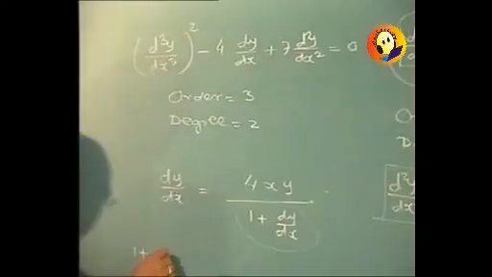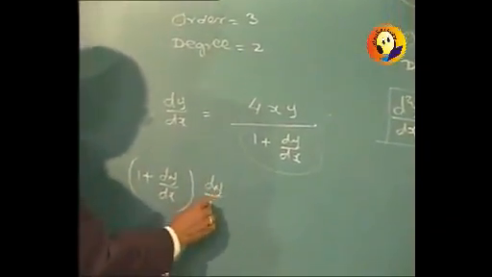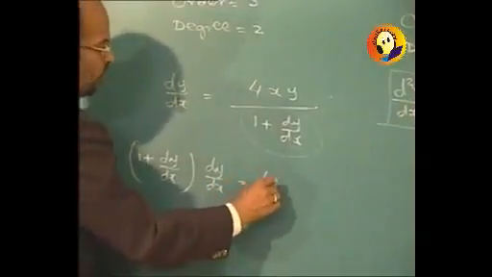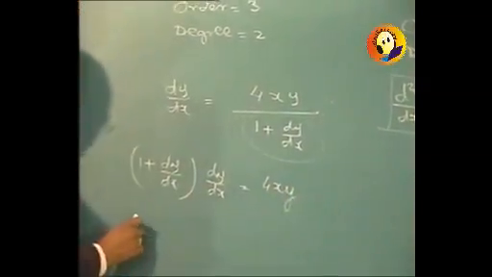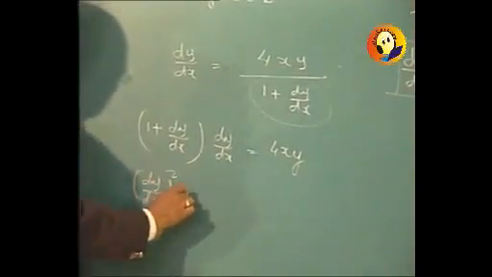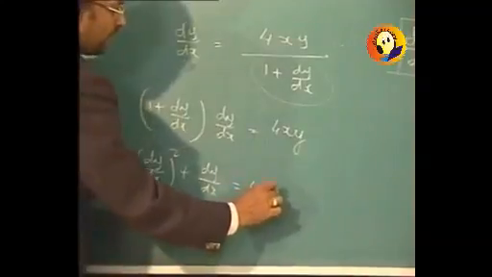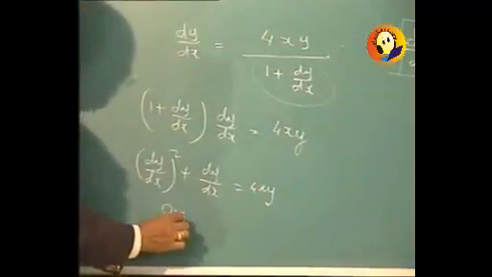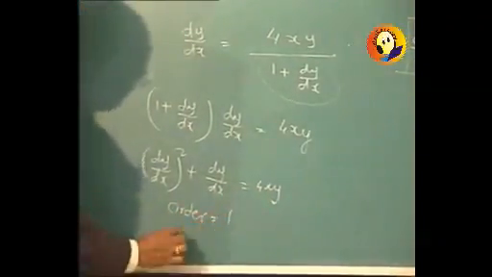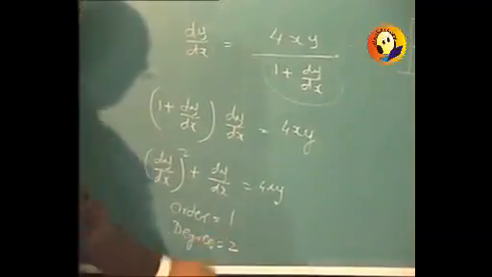It will be 1 plus dy/dx multiplied by dy/dx, giving us 4xy, and if you multiply you will find that it is (dy/dx)² plus dy/dx equal to 4xy, and so the order of this differential equation is 1 and the degree of this differential equation is 2.